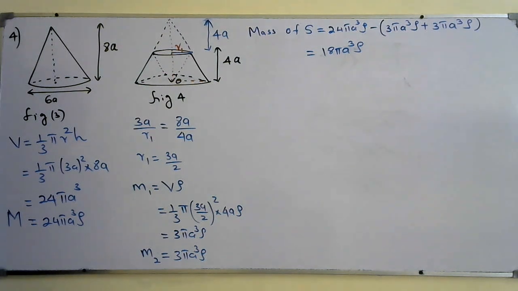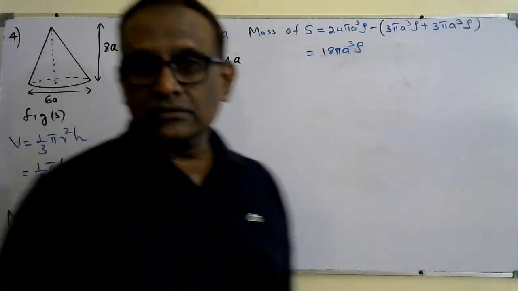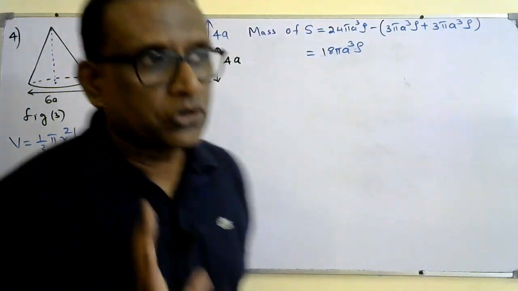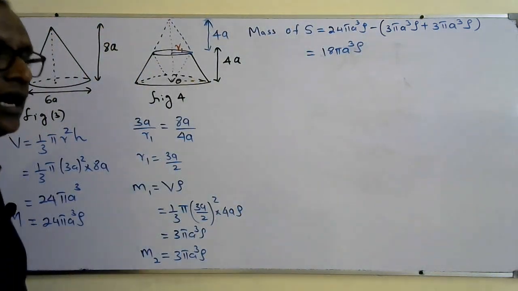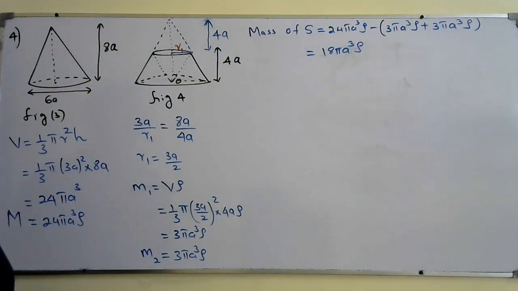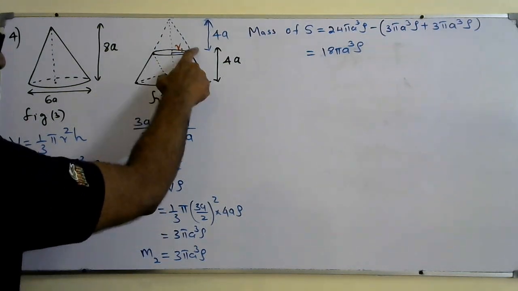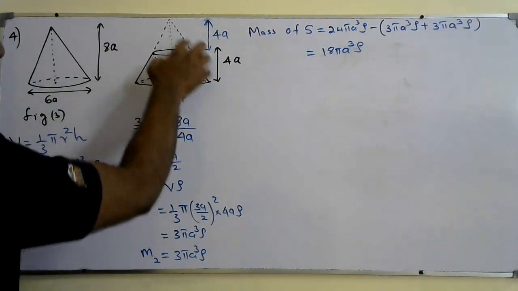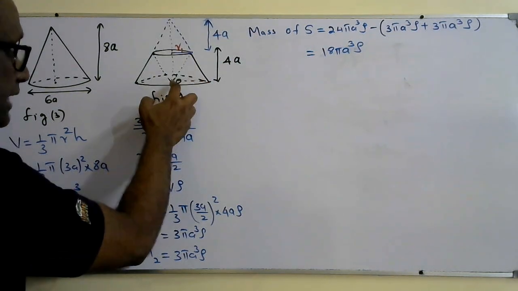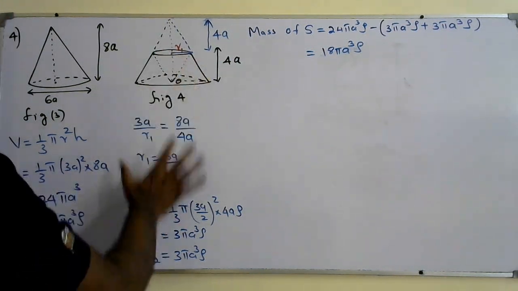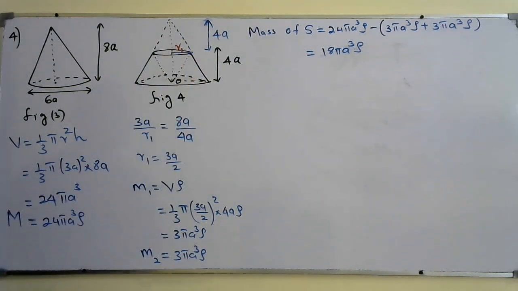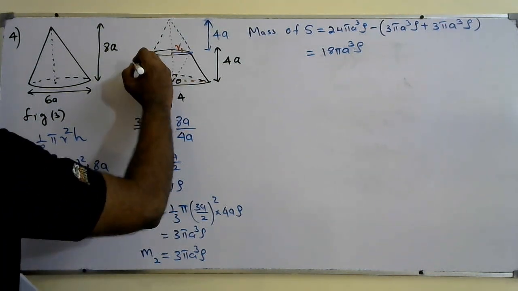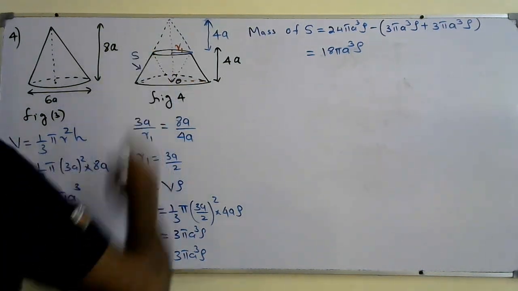Okay, that's the mass of the S remaining portion. We need to find the center of mass of that one. Okay, so we know that center of mass, how to find this idea. I'm going to use this one before finding the center of mass of S. The idea, I'm going to find the center of mass of S after removing the upper portion of the cone, and inside the remaining portion is this one. So this is the S. I need to find the center of mass of S.